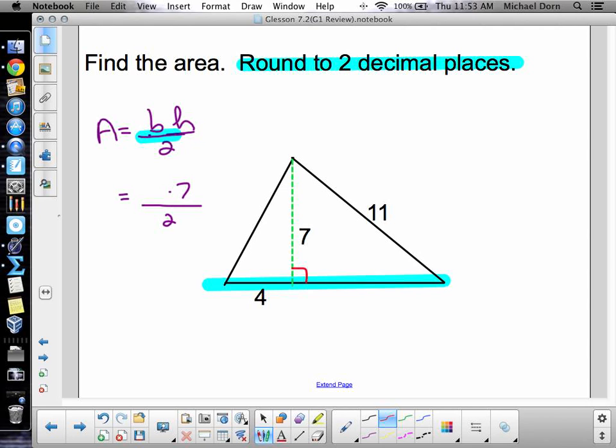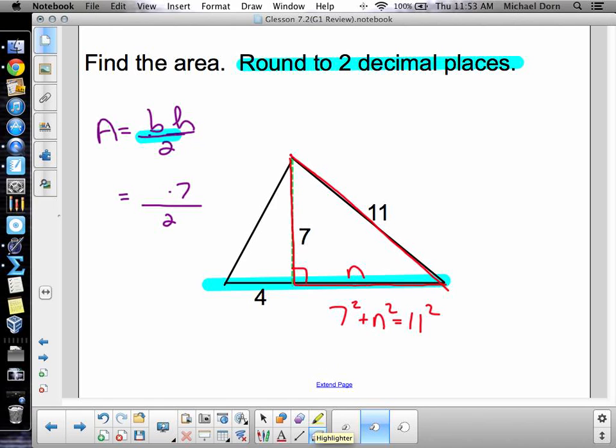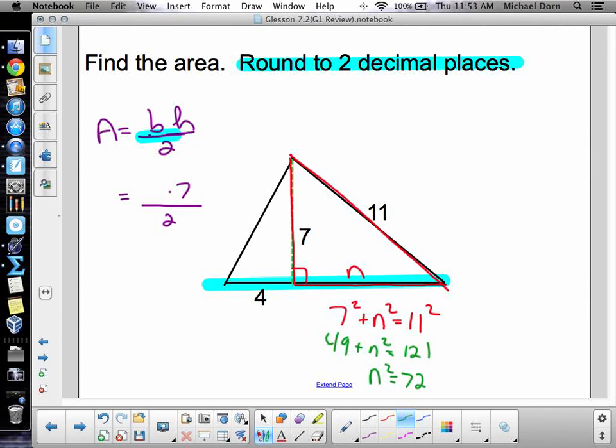Well, altitude by definition forms a right angle, so if I solve this triangle, find all 3 sides. I know 2 sides. Can I find the third? How do I do it? We'll call it n. 7 squared plus n squared equals 11 squared. So 49. Doing that fun thing with the highlighter again. 49 plus n squared is 121. So n squared is 72. So n is the square root of 72.